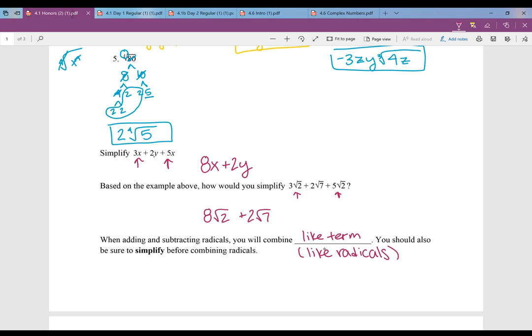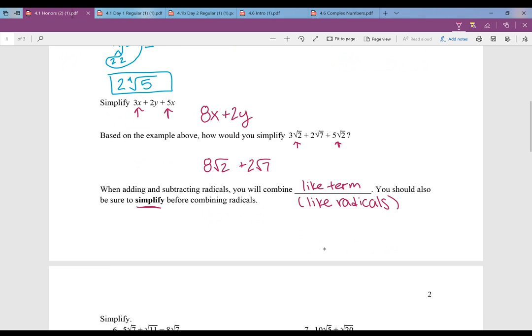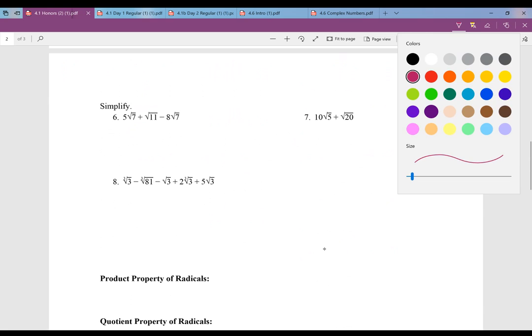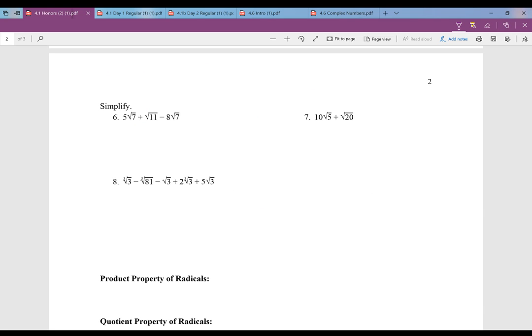You should also be sure to simplify before you're combining radicals. So make sure they're in their most simplified form and then add and subtract them. So let's do an example. So let's say we have number 6. We have 5 root 7 plus root 11 minus 8 root 7.